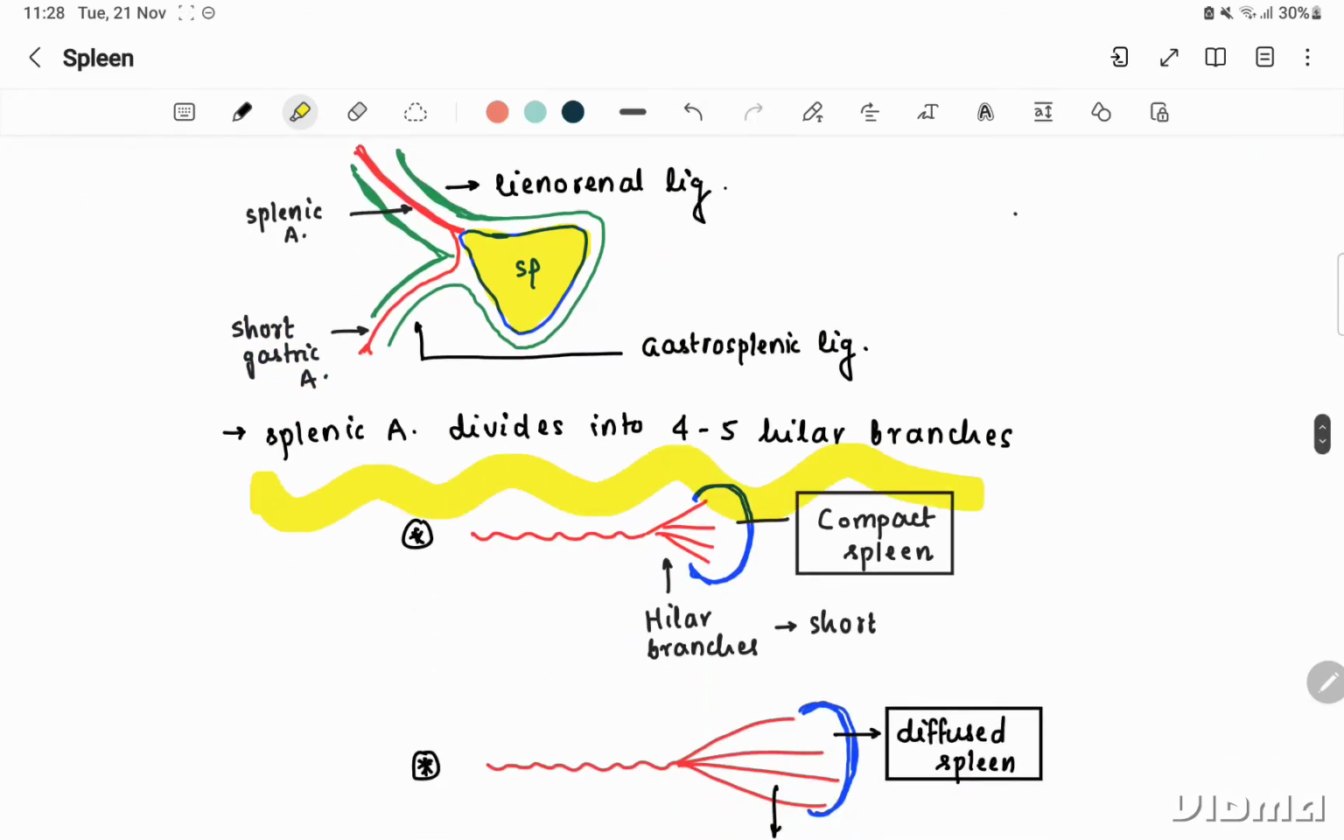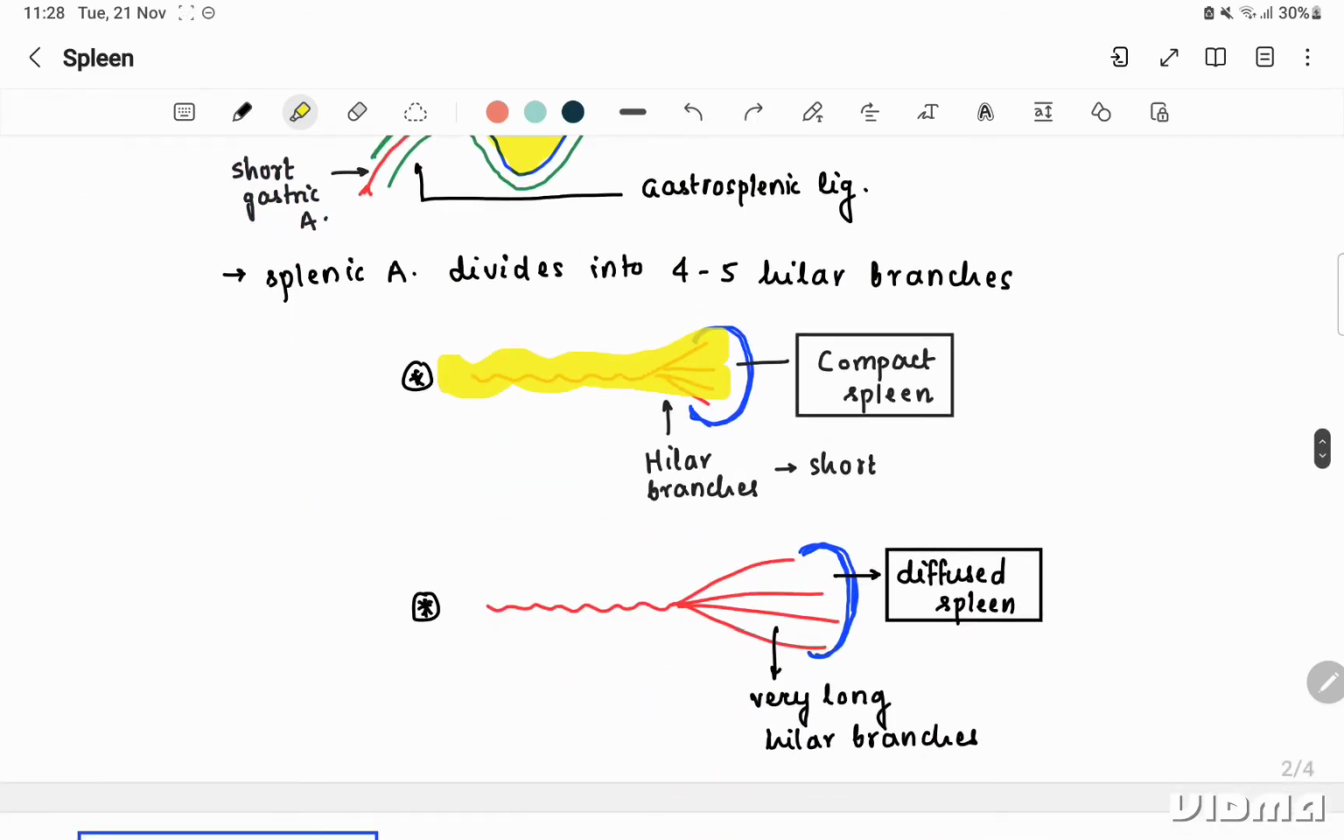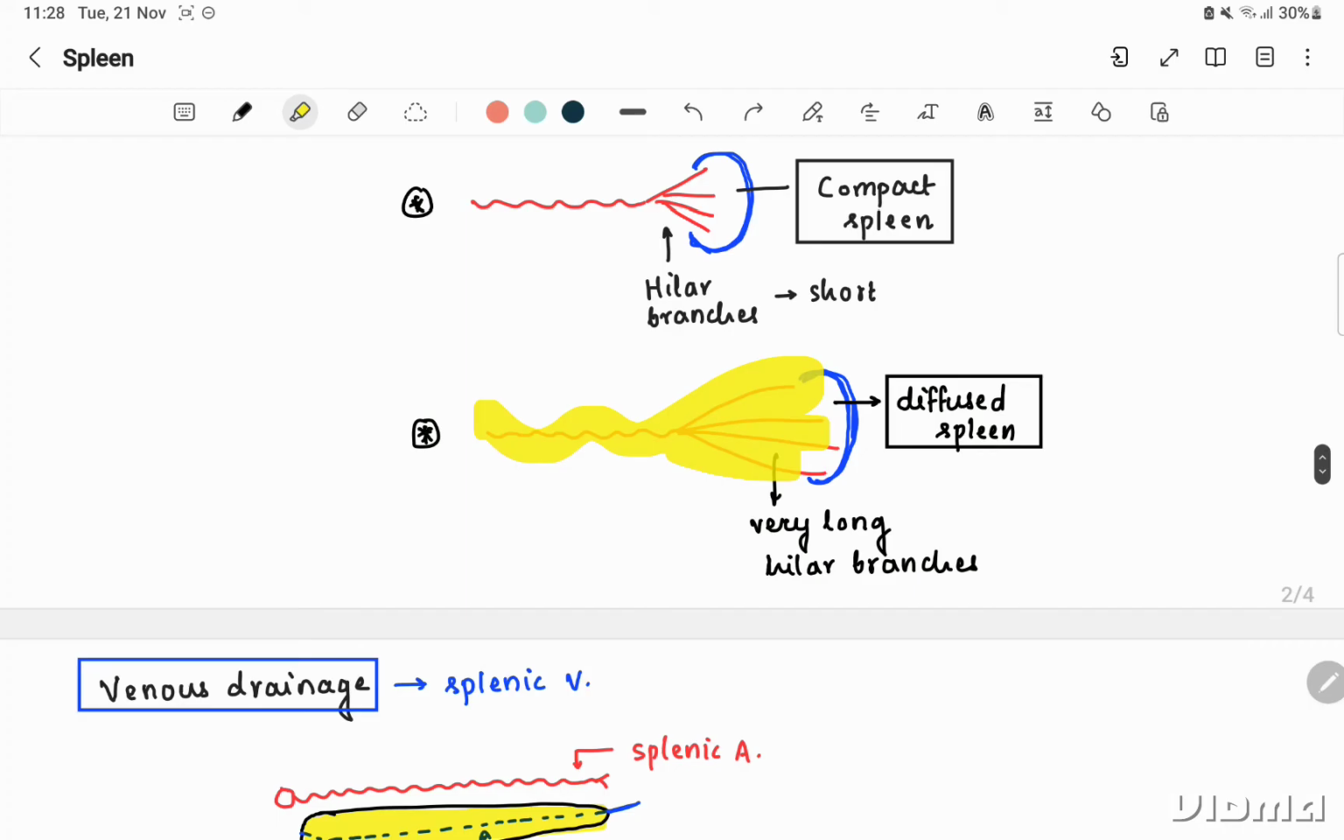The splenic artery divides into 4 to 5 hilar branches. This comes and divides into 4 to 5 hilar branches. We have a compact spleen in which the hilar branches are very short, and if the hilar branches are very long, then we have a diffuse spleen.